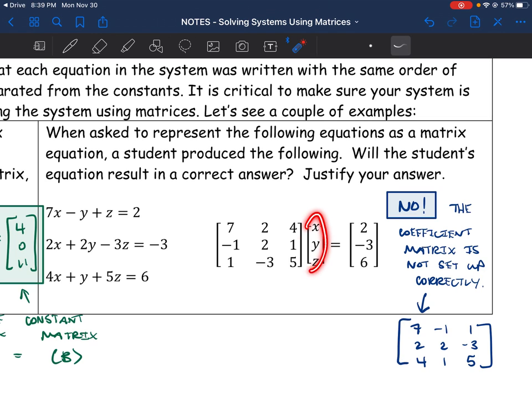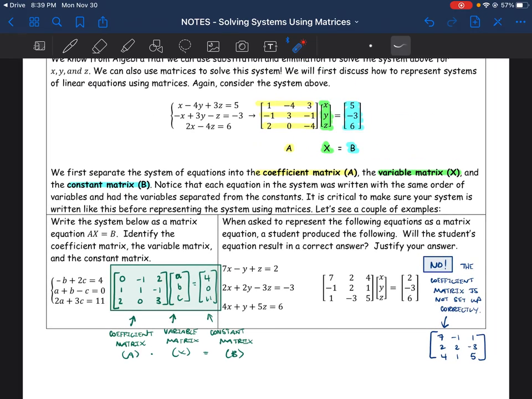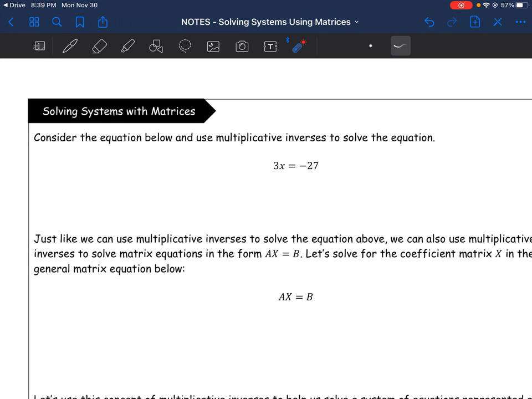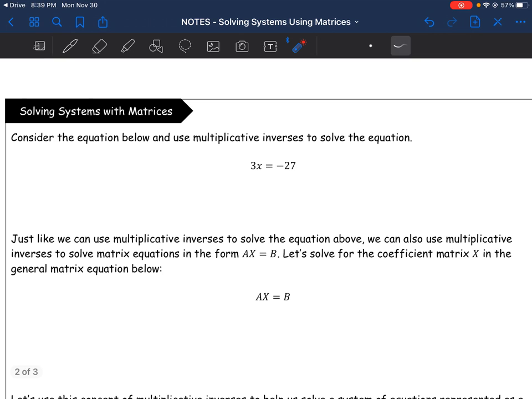Notice that their variable matrix is fine, x, y, z. That's the correct order of the variables. And notice that their constant matrix is also fine because the constants in the system have already been moved to the other side of the equation, -3 and 6. Okay, so only their coefficient matrix needs to be adjusted. So now that we know how to represent systems with matrices, let's talk about how we could solve systems with matrices. And before we do that, let's take a quick reminder on multiplicative inverses.